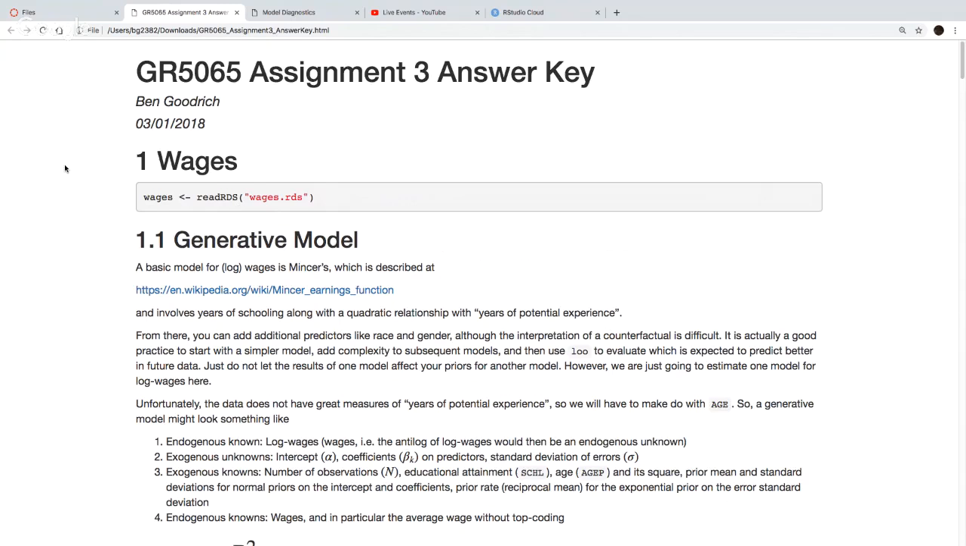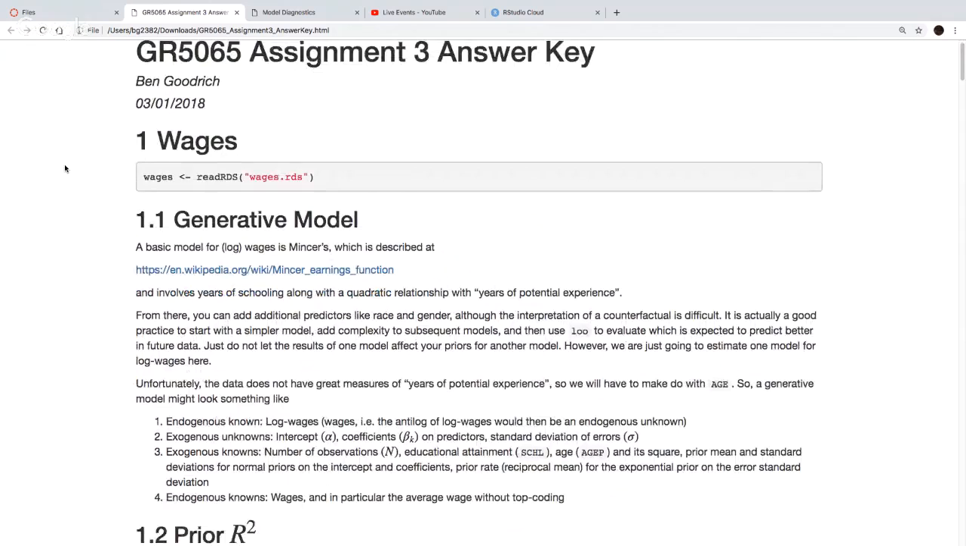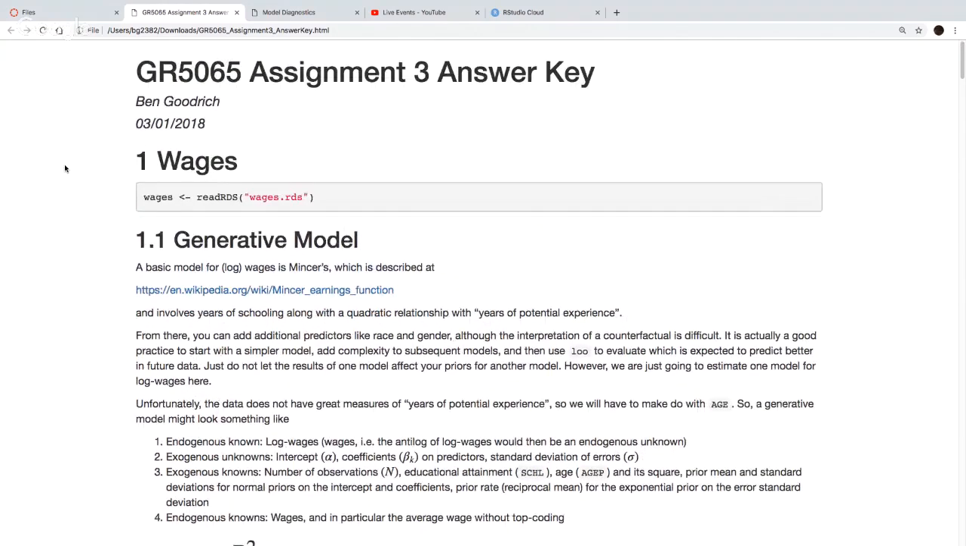You don't have to know what the parameters are, but you do have to know what you believe about the parameters, and you have to be able to express that in terms of concrete probability distributions. And then the endogenous known, wages, or in particular, we're going to do a couple problems, the average wage across people in Oregon without having the subject of top coding the high incomes. Questions about that?